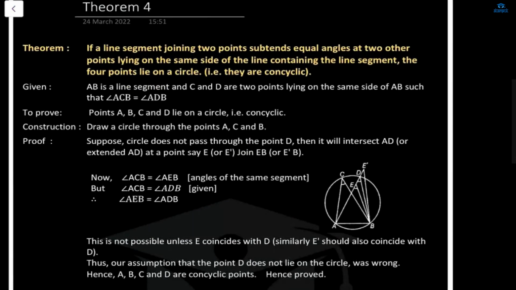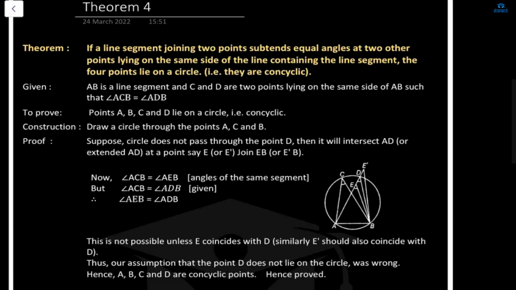Now what does it say here? If a line segment joining two points subtends equal angles at two other points lying on the same side of the line segment, the four points lie on a circle, that is, they are concyclic. Concyclic means that all the points are lying on the circle. They will lie on the boundary of the circle, not inside the circle or outside the circle. That is the meaning of concyclic. So whenever you hear the word concyclic, it means all the points are lying on the circle.